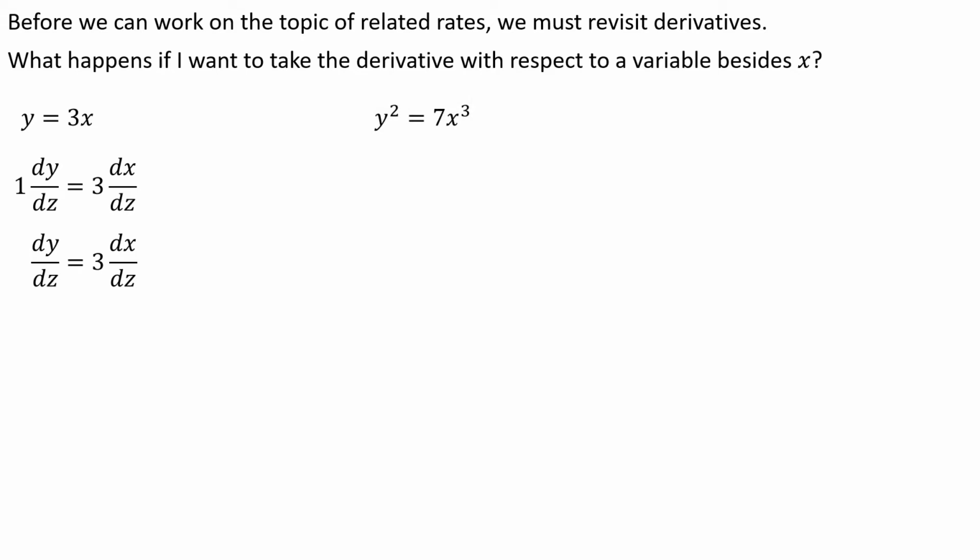Let's take a peek at another one. y squared equals 7 times x to the third power. Well, if I took the derivative with respect to z, y squared becomes 2y, and that is the change of y with respect to z. 7x to the third becomes 21x squared, and that is the change in x with respect to the change in z.